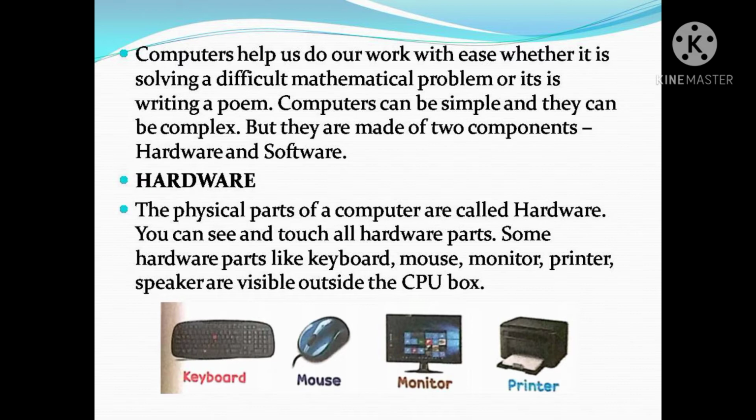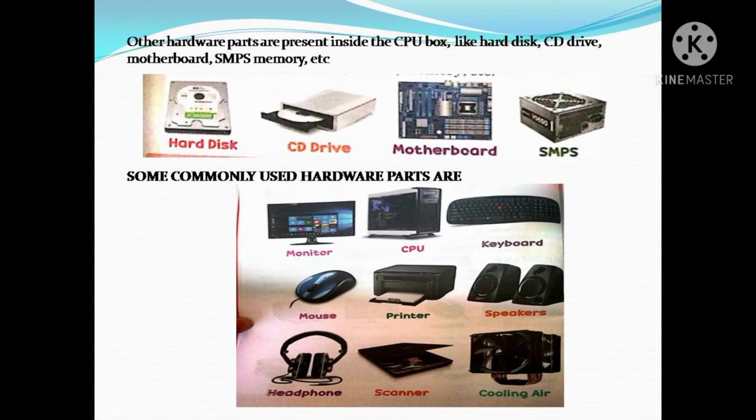Okay. So you can see what is hardware. You can see and touch all hardware parts. Yes, hardware part means you can see it and feel it, you can touch it. They are all called hardware. Some hardware parts like keyboard, mouse, printer, speakers are visible outside the CPU box, right? Now other hardware parts are present inside the CPU box.